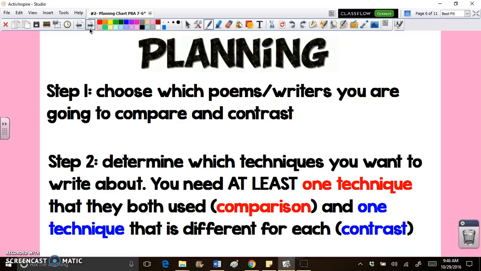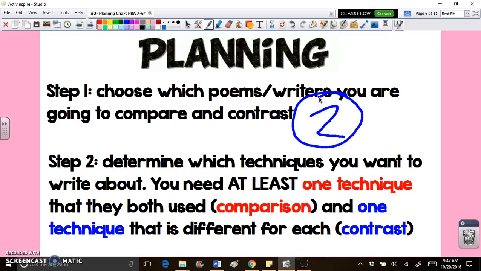Your first step is to choose which poems and poets you're going to be comparing and contrasting. You really only need to choose 2. You're choosing poet number 1 and you're comparing it with poet number 2. You then need to determine which techniques you want to write about. You need at least one technique that they've both used so you have a point of comparison. And you need at least one technique that is different, so you have a point of contrast. That's the minimum that you need for this assignment.